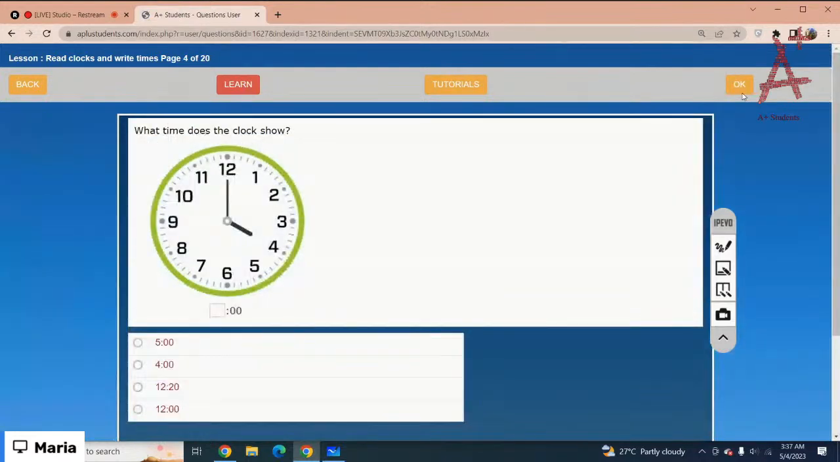Okay, what time does the clock show? Which is the correct option? That would be 4 o'clock. The correct option is 4 o'clock.